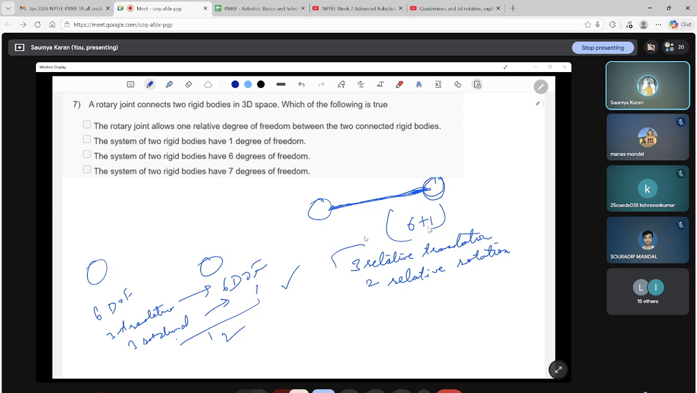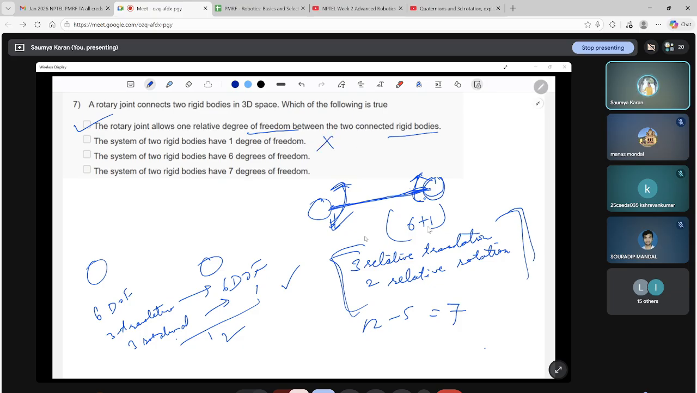You can have one. Why? Because this is a rotary joint and it can rotate. Apart from that, there are only 6 possible. It can roll, pitch, it can go in x, y and z direction, but apart from this, for this revolute joint only this rotary motion is possible, and the 5 constraints are imposed. So 12 minus 5 is 7. So the rotary joint allows only one relative degree of freedom between the two connected rigid bodies, right? And the system of 2 rigid bodies has 1 degree of freedom.